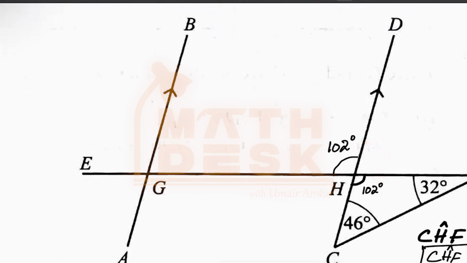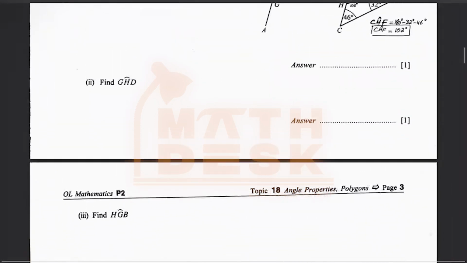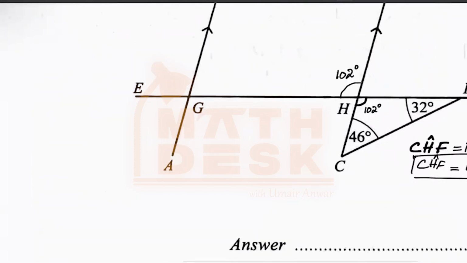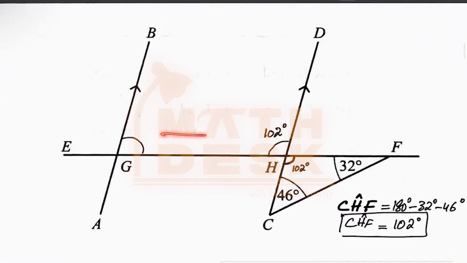In the next part, it says that find the angle HGB. So this is the angle that we need to find out, HGB. And as we can see that these two angles are interior angles, so the sum must be equal to 180. So HGB plus 102 is equal to 180 because these are interior angles. So HGB would be equal to 78 degrees.